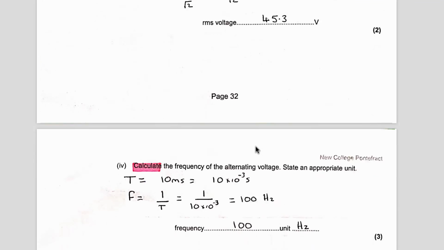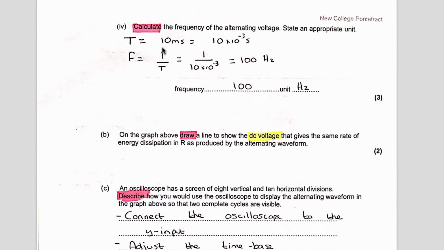So if we go back to our calculation, the time period is 10 milliseconds, which is 10 times 10 to the minus 3 seconds. Then to work out the frequency, it's simply 1 divided by the time period, which gives us 100. Because we're looking at a frequency, the unit is hertz. So our final answer is 100 hertz.